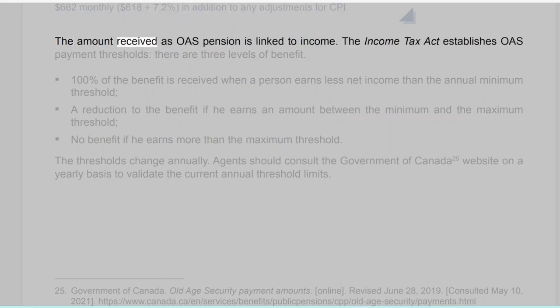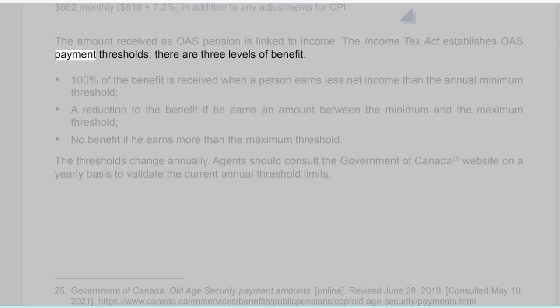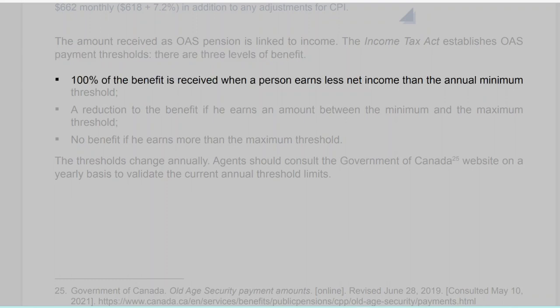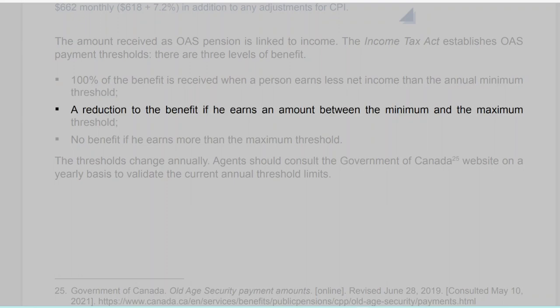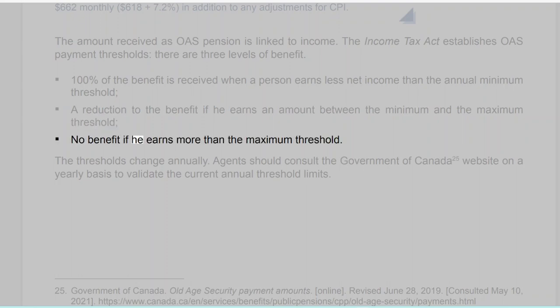The amount received as OAS pension is linked to income. The Income Tax Act establishes OAS payment thresholds. There are three levels of benefit. 100% of the benefit is received when a person earns less net income than the annual minimum threshold. A reduction to the benefit applies if he earns an amount between the minimum and the maximum threshold. No benefit is received if he earns more than the maximum threshold.